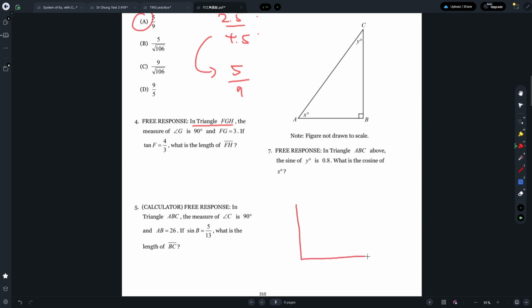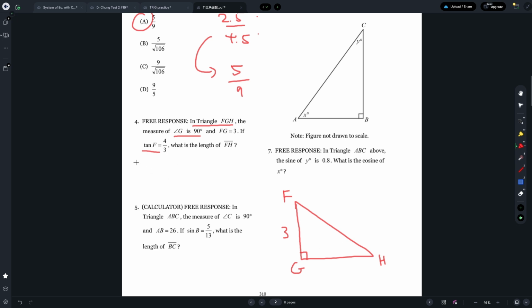So I will draw a right triangle because trigonometry usually only works on right triangles. The measure of angle G is 90 degrees, so since this is the right angle, we know this is angle G, and FG is 3. It doesn't really matter which is F and which is H. FG is 3, and tan of F is 4 over 3.